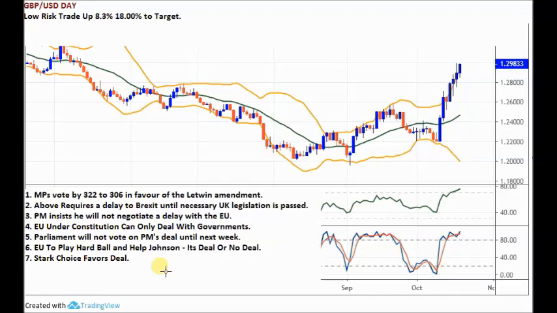You've got the stark choice, okay? Deal or no deal. And when that stark choice is presented to Parliament, Johnson, I believe, will get enough votes in favour of a deal, okay? But I think you could see retracement in the British pound.